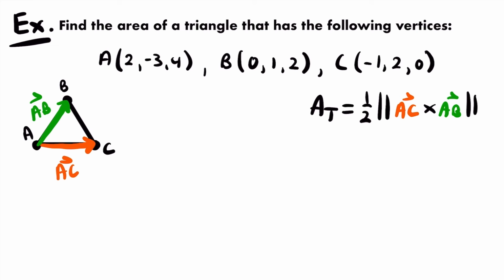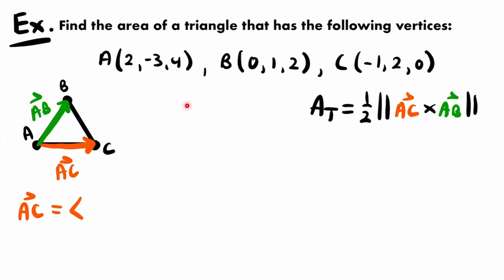But first, we need to calculate the cross product between these 2 vectors. And in order to do that, we actually need to know what those 2 vectors are. We need to know their components. So let's work on that. Let's find each of these vectors. Vector AC will be equal to the vector that results from subtracting the coordinates of A from the coordinates of C, right? We subtract the coordinates of the initial point from the terminal point.